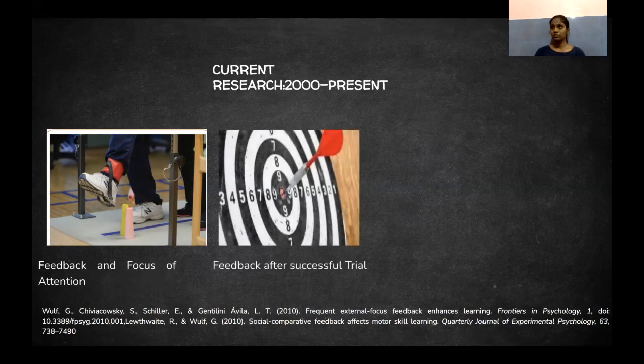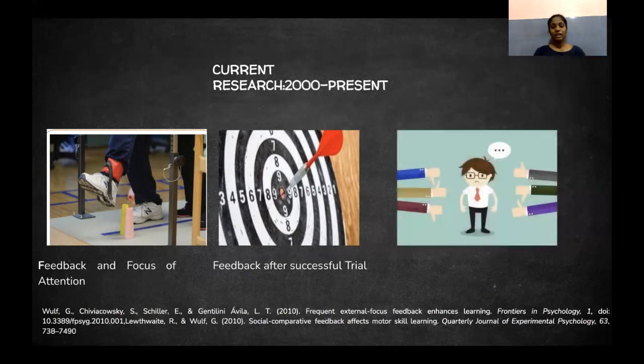Feedback after a successful trial has a positive effect on intrinsic motivation, which eventually leads to better learning compared to when it is given after a poor trial. Lastly, the social and comparative feedback.